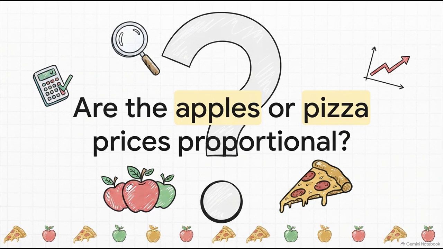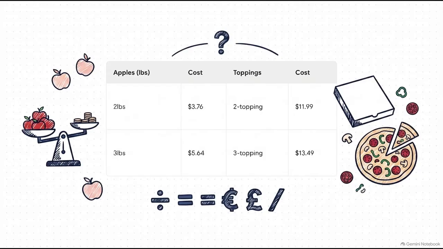We have 2 different purchasing situations here, and you need to put your mathematical detective hat back on to figure out which one of these follows the rules of proportionality. Here's the data displayed side by side. On the left, we've got the cost of apples based on their weight in pounds. 2 pounds cost $3.76, and 3 pounds cost $5.64.